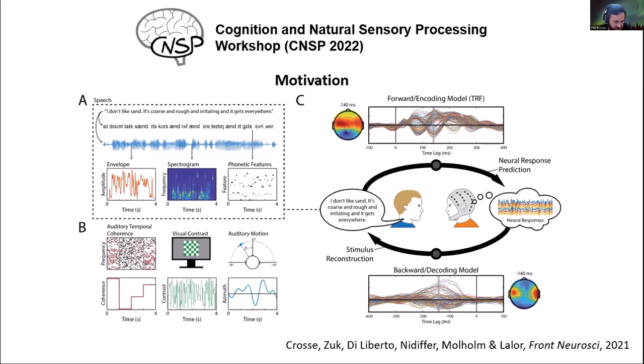So today, Liberty will give us an overview of how linear encoding models such as TRFs can be used to understand natural speech and sound processing in the brain in multiple recording modalities. So with that, I'll hand it over to Liberty.